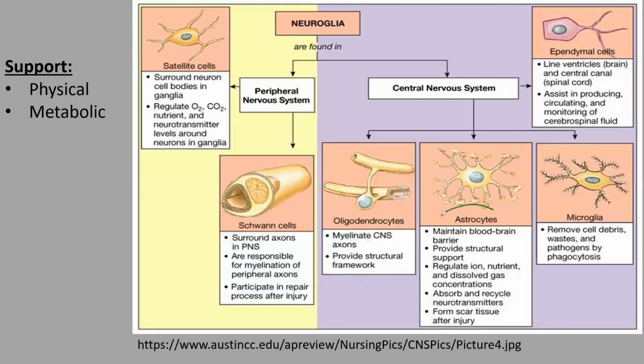Astrocytes take part in the formation of the blood-brain barrier, provide structural support, and also provide a good environment for axonal or neuronal activity. They regulate ion, nutrient, dissolved gas concentration, absorb and recycle neurotransmitters, and form scar tissue after injury. Ependymal cells play a very important role in the formation and circulation of cerebrospinal fluid. Microglia are the defensive cells in the nervous system, with phagocytic activity.